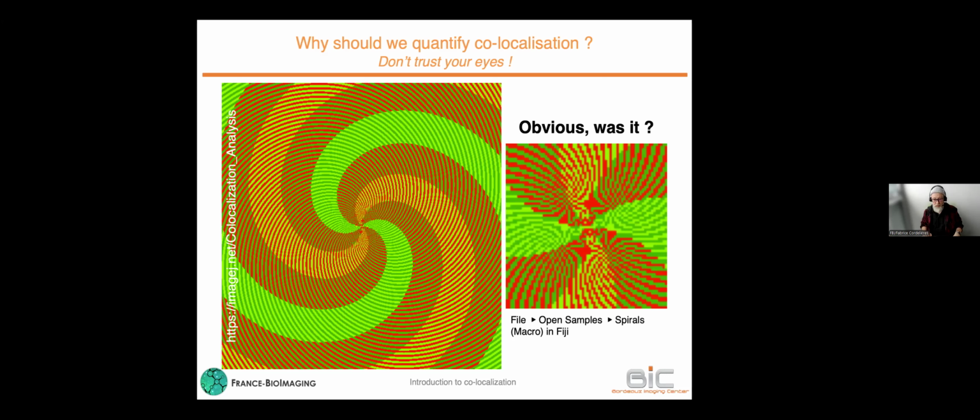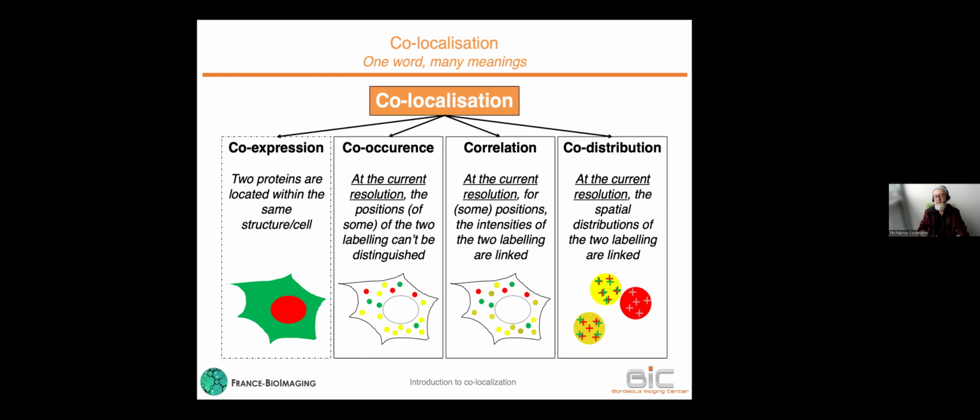Well, no, you don't agree because you know that there is a trick, and here it is. If you look closer, you will see that this is just the way you perceive the image that makes it look yellowish. But if you zoom in, you will see that the two signals, the red and the green, are well separated. So this is why we can't trust our eyes. So we need to find methods in order to analyze and quantify colocalization.